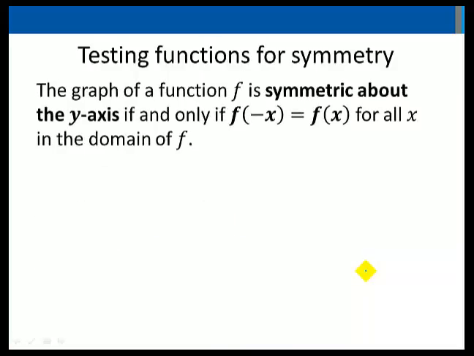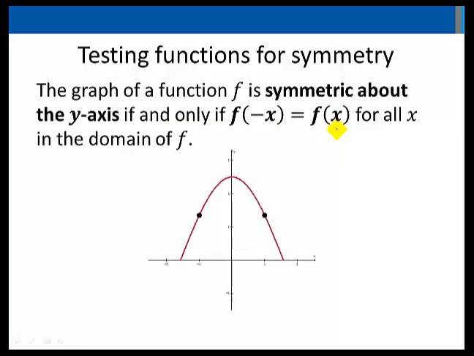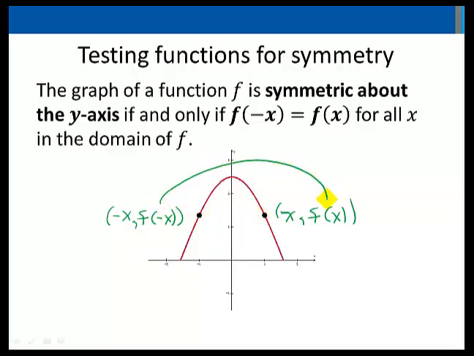Testing functions for symmetry. The graph of a function f is symmetric about the y-axis if and only if f of negative x equals f of x for all x in the domain of f. Here is a graph of an even function that is symmetric about the y-axis. Let's look on this graph: if the point x, f of x, is on the graph, we can see that the point negative x, f of negative x, is also on the graph, and in fact we can see that the y values here are the same, so f of negative x is equal to f of x.